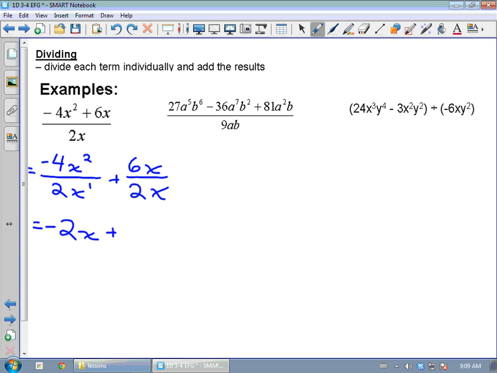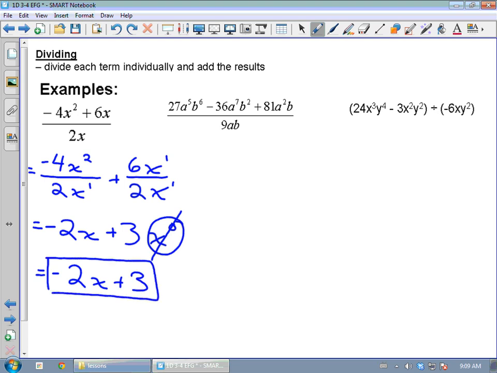For my second term, I'm going to have 6 divided by 2, which gives me 3. And then x divided by x, well, let's see, this is x to the 1 divided by x to the 1. I subtract the exponents. 1 minus 1 gives me 0. Okay, so we don't even bother with that part. The only part here that goes away is just the x to the 0. So our final answer is negative 2x plus 3. We still have the 3 there. It's just the x part that's gone.